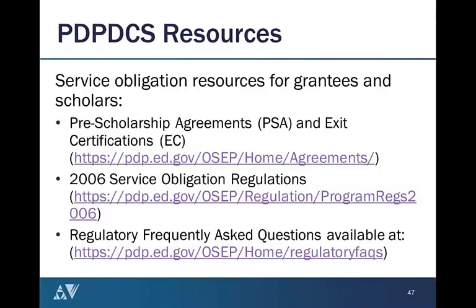As we mentioned earlier, for the pre-scholarship agreement and exit certifications moving forward, you'll need to use the versions that are available on the PDP website. Again, those are the forms that expire August 31st, 2020. And using the link on the screen, the pre-scholarship agreement and the exit certification documents are both available in either Word or PDF on the PDP website.